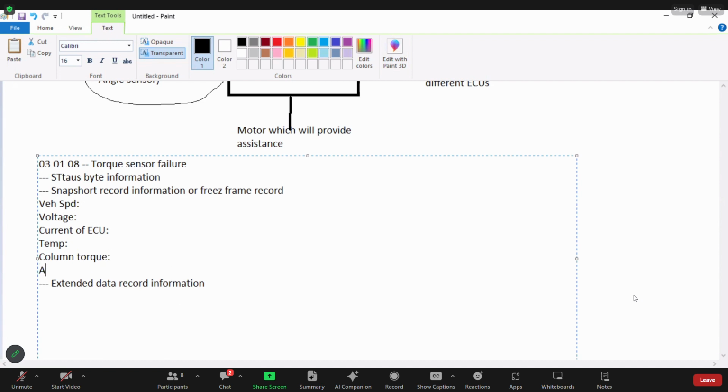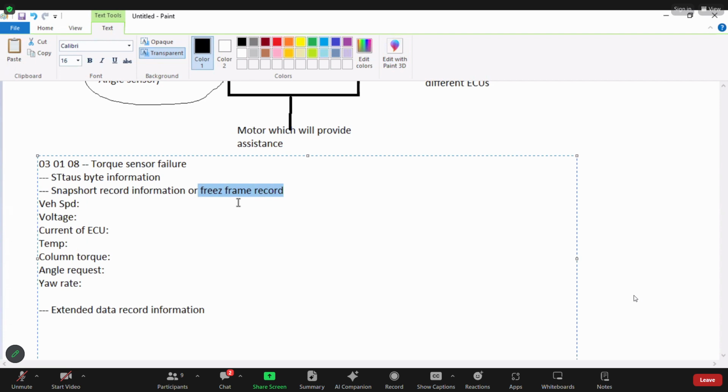What was the driver angle request? What is the yaw rate? Along with the DTC, all this information will also be stored as a freeze frame or a snapshot. A snapshot, you know, right?